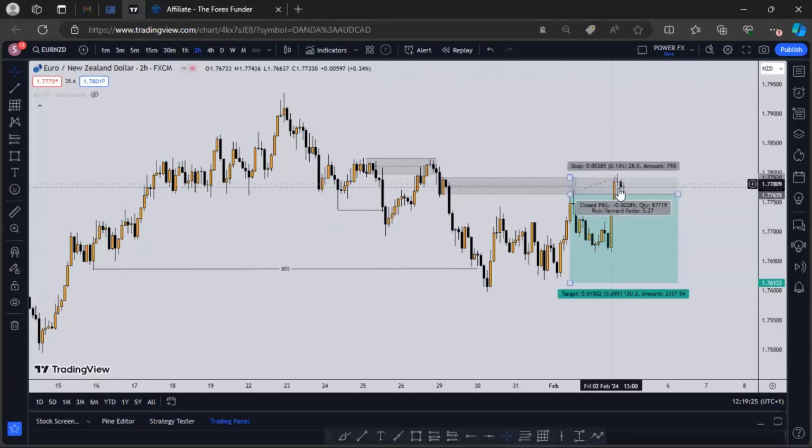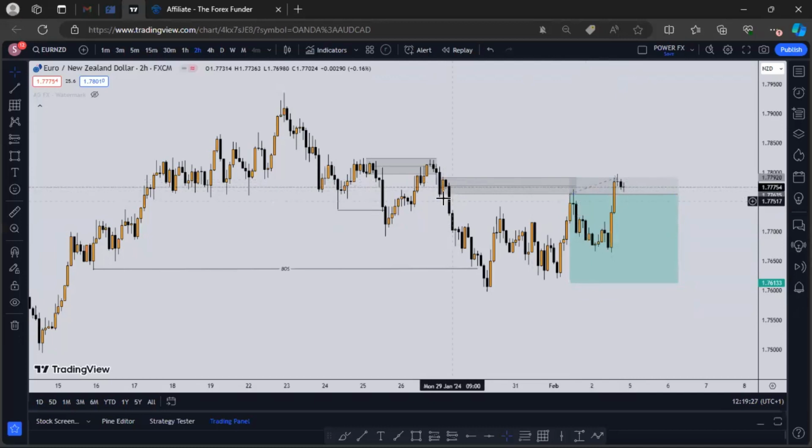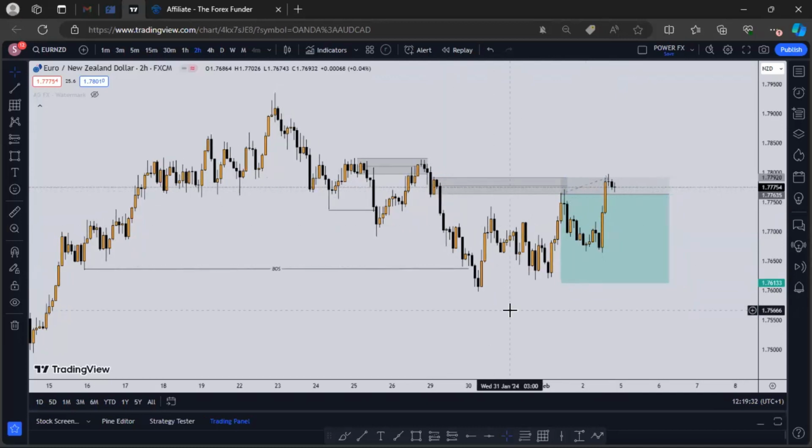So a lot of traders have been stopped out from this particular trade because they took the trade from this particular order block. But the order block is literally very valid. I didn't say it wasn't valid. The order block was literally very valid.